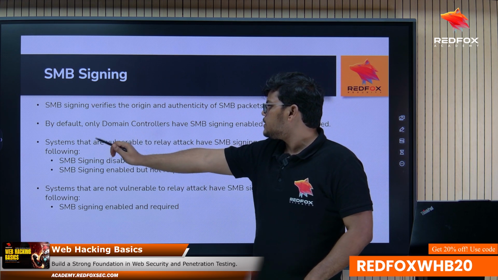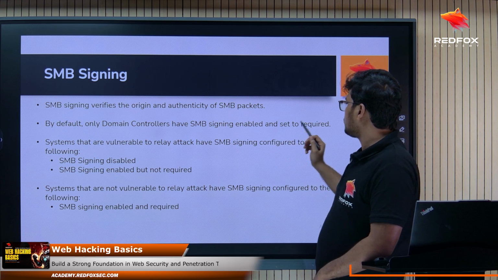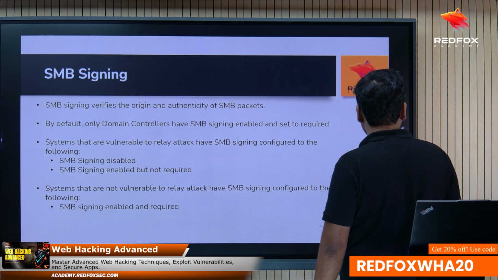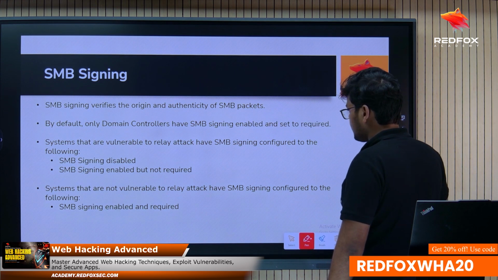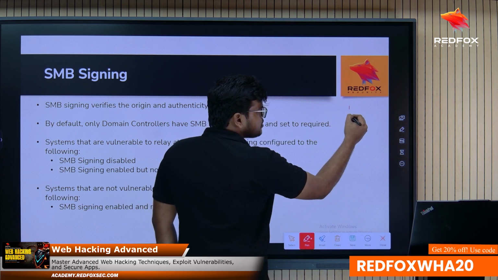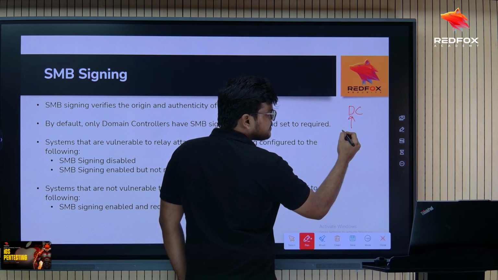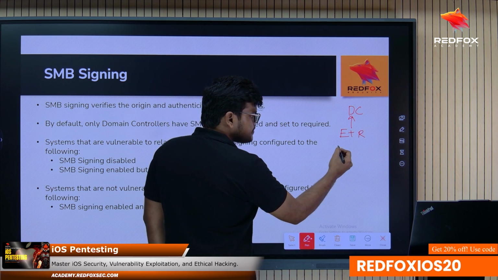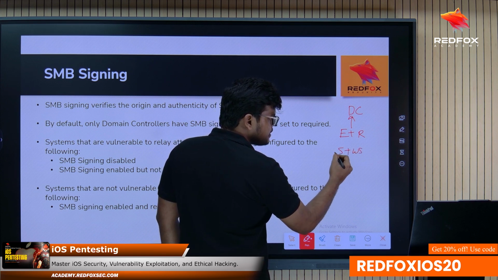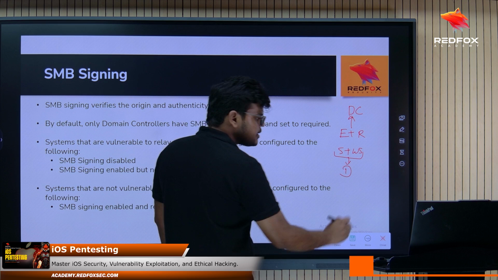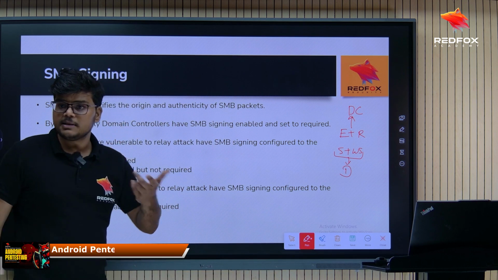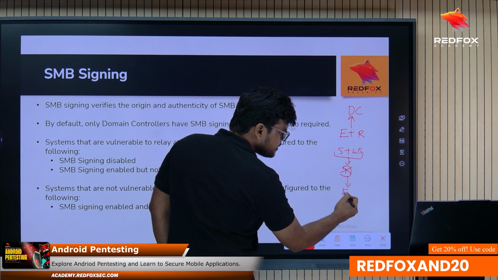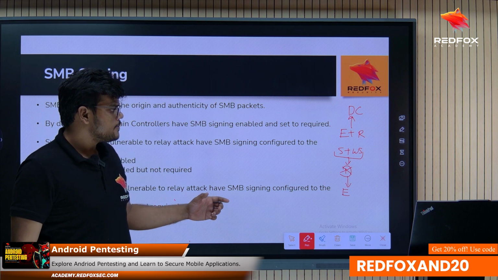So by default only domain controllers have SMB signing enabled and set to required. And which are the systems that are vulnerable? Let me just draw it here. On the DC, by default it comes enabled plus required. On servers and workstations, by default it comes as disabled. But administrators can enable it, right? Even if they change it from disabled to enabled, then also you can exploit this.